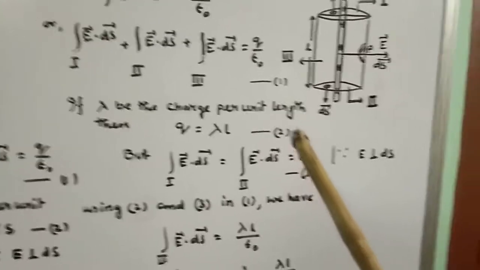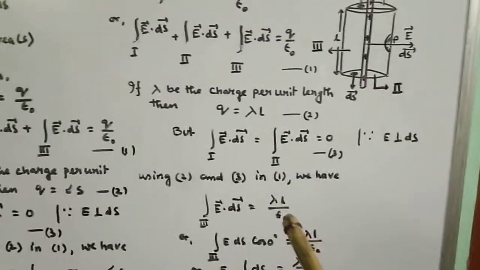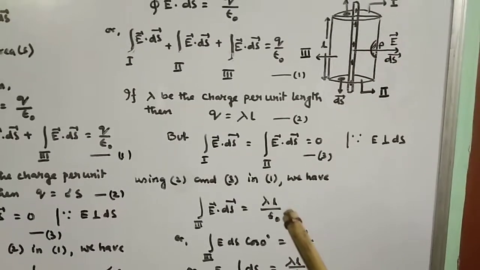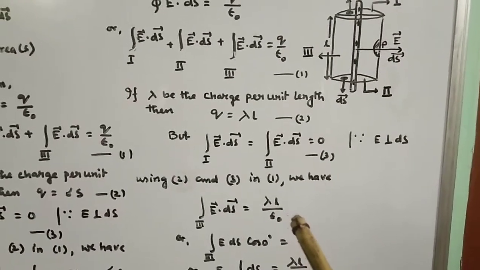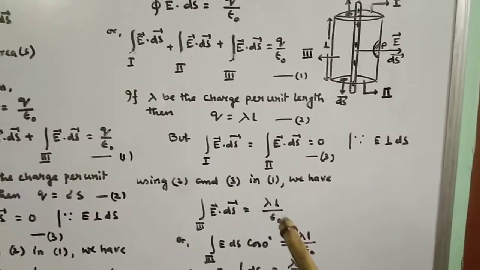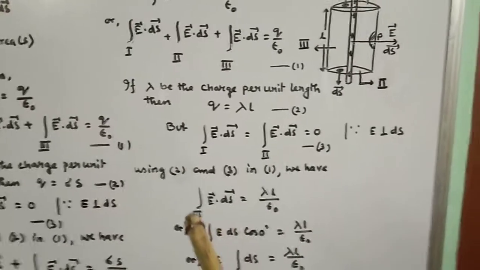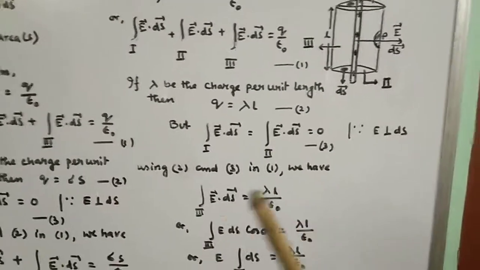So if we impose 3 and 2 in 1, we will get this expression. So what you have to do, you just practice on the copy while watching this video, so that simultaneously you can go for the mathematical part. So this is your ultimate equation.